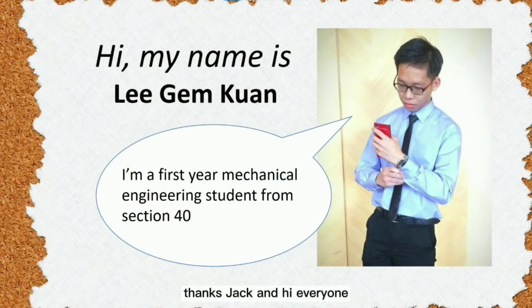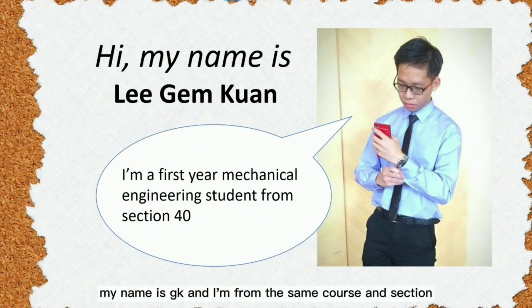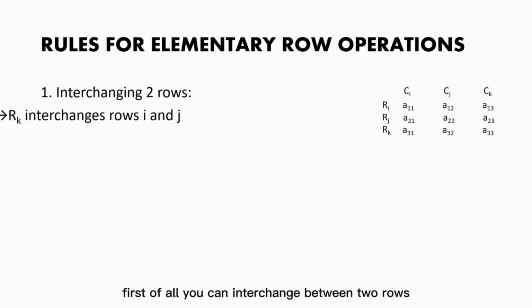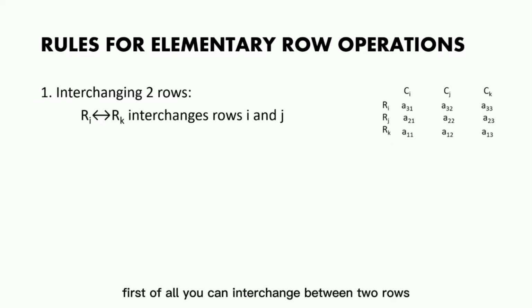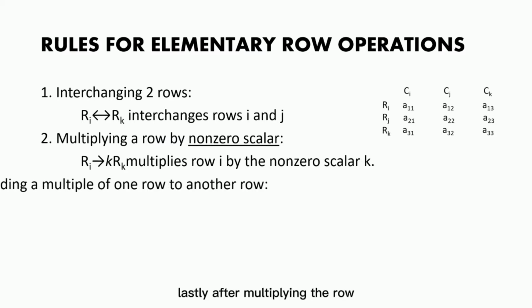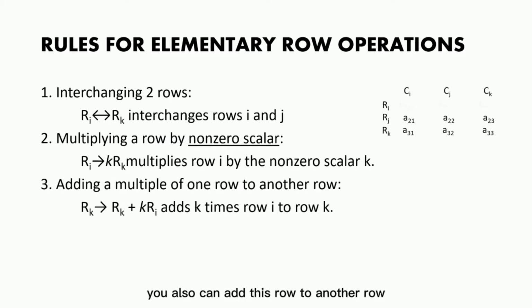Thanks Jack, and hi everyone, my name is GK and I am from the same course and section. In order to do elementary row operations, there are several rules to follow, or I would say several methods to use. First of all, you can interchange 2 rows. Secondly, you can multiply a row by a non-zero scalar. Lastly, after multiplying the row, you can add this row to another row in order to form a new row.